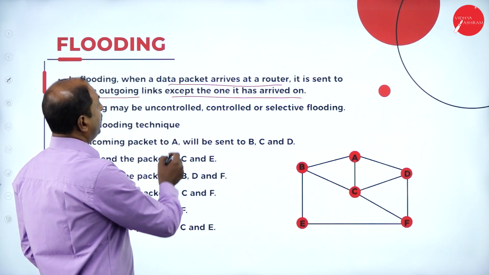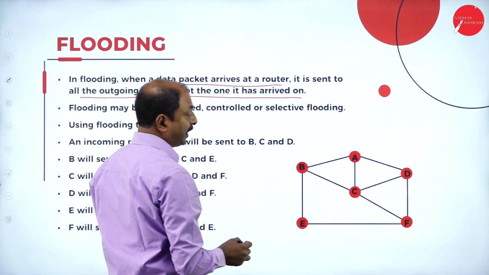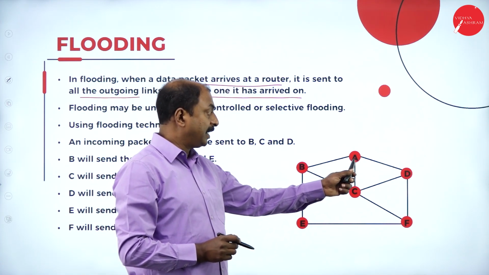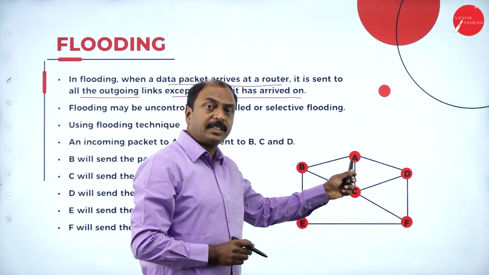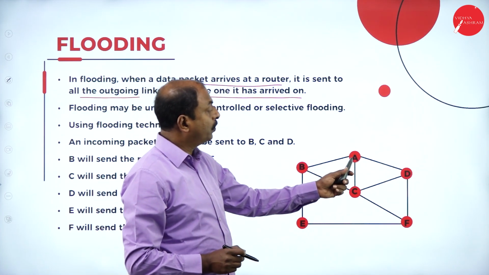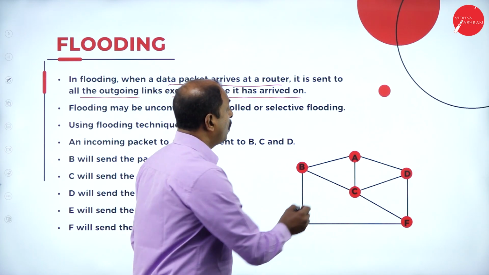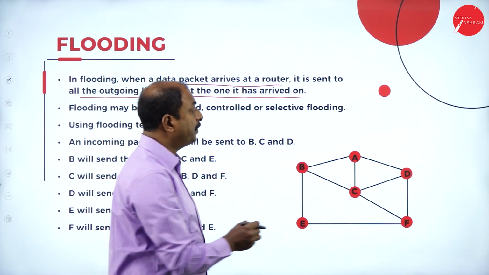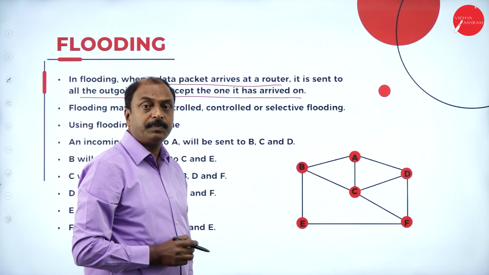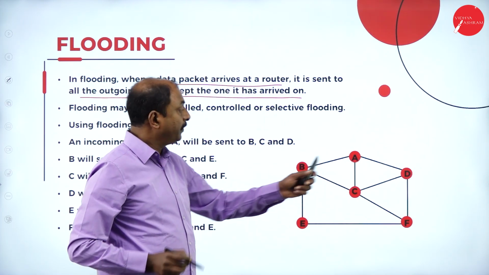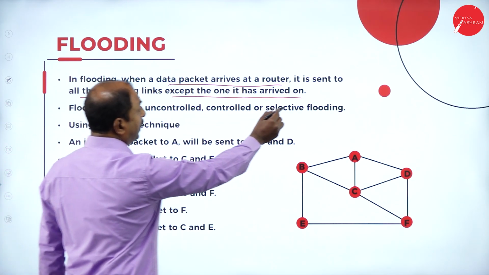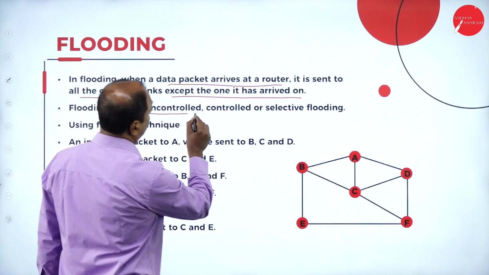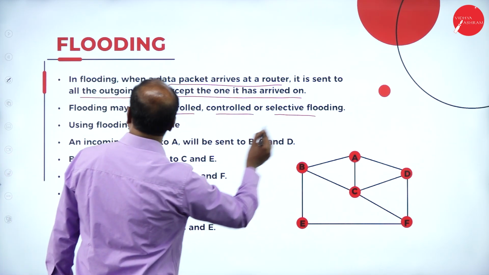So here, when a data packet arrives at a router, for example at A, this is an example. When the data packet arrives at A, it is going to transmit the packet to all the devices in the network, except for the one it was received from. So in this example, next, flooding may be uncontrolled, controlled, or selective flooding.